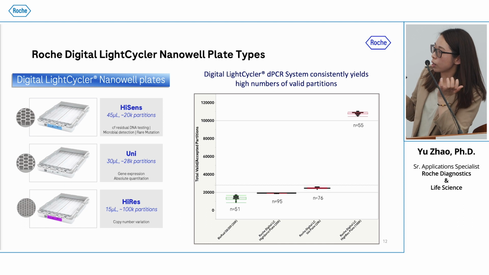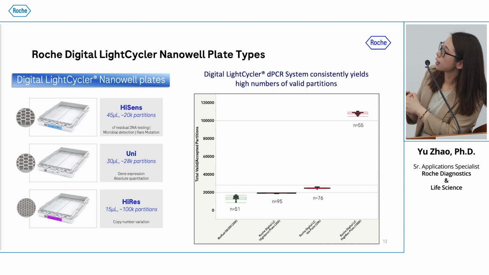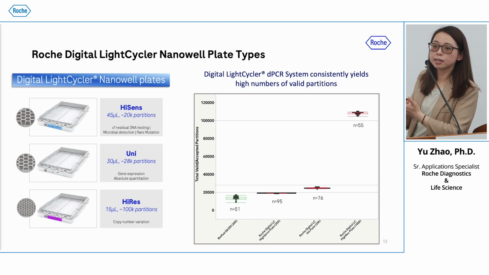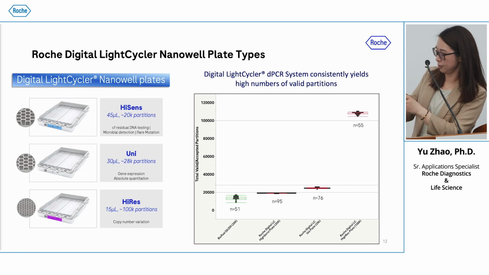Those data were collected from multiple rounds with various sample types. Notably, the Digital LightCycler system consistently yields a high number of valid partitions. And this consistency will ensure reliability and reproducibility.